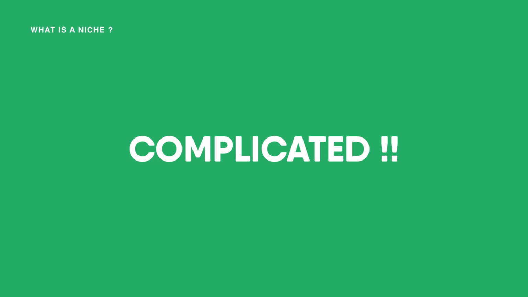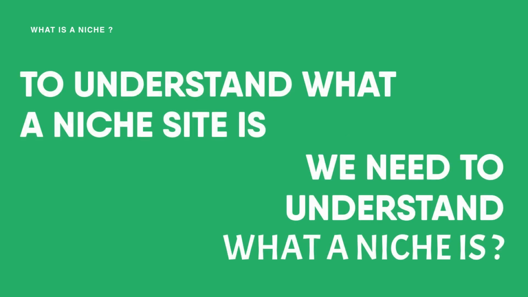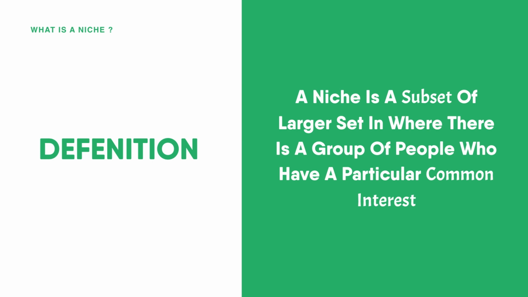I think it might have sounded a little overwhelming or complicated, but let me make it simple for you. To understand what a niche site is, we first need to understand what a niche is. A simple definition is that a niche is a subset of a larger set where there are people who have a particular common interest. It can be anything from a person having an interest in football to a person trying to learn to row a boat for the first time.